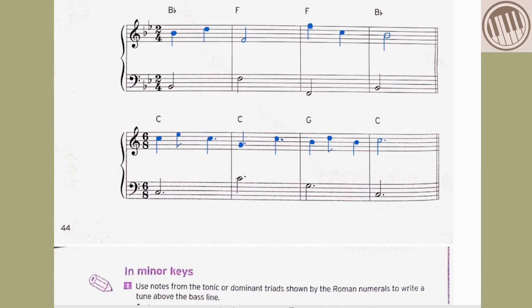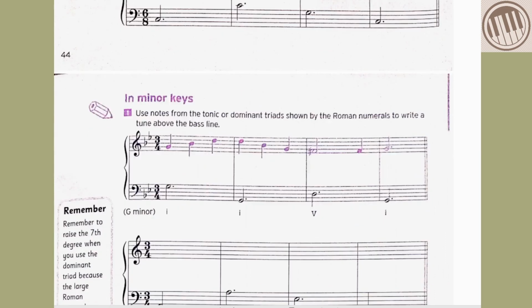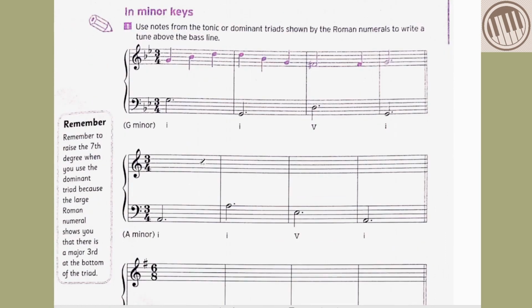Let's move on to page 45. We have some more exercises in the minor keys. This time you have to remember that we raise the 7th note in minor keys. So it's already given here. You might want to highlight it. Here we have been given the chord progression, and we can write some melodies using the chord tones.